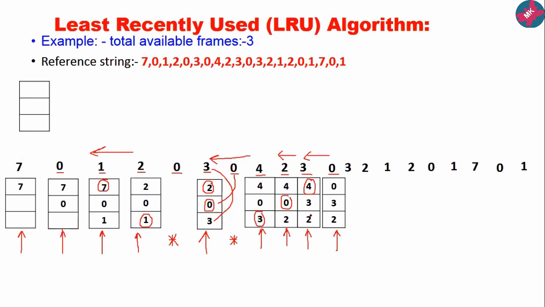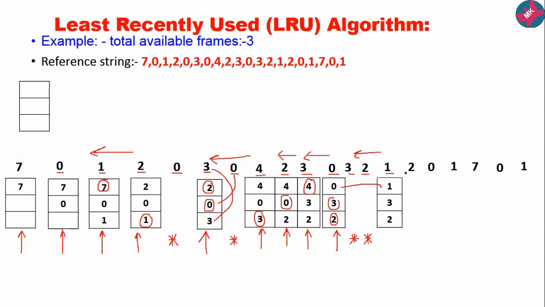Now consider this 3. So 3 is present in the main memory, isn't it? So this is a page hit. Then again 2. Yes, 2 is there in my main memory. So this will be my page hit. Then afterwards 1 is there. So again I will look backwards. So 2 was recently used, 3 was recently used. So 0 is the least recently used. So I will replace this 0 with 1. So observe here, 0 is replaced by 1.